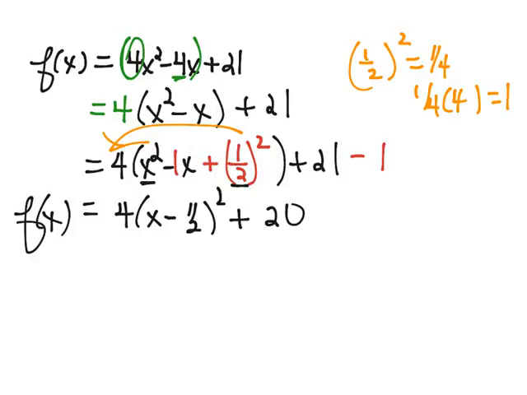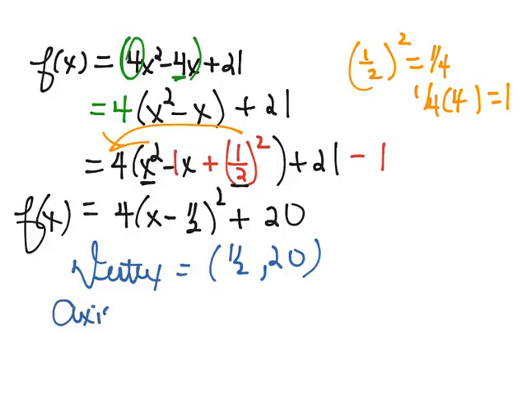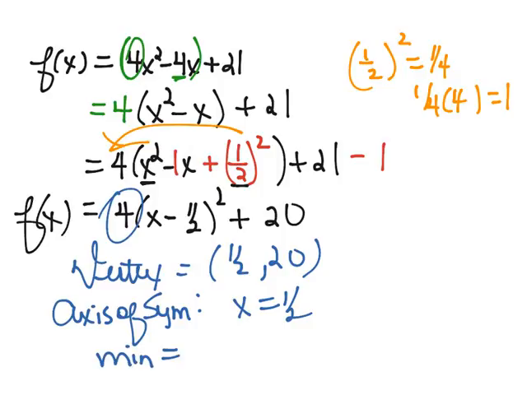That means that our vertex is going to be equal to (1/2, 20). Our axis of symmetry is going to be x equals 1/2. This parabola has a positive leading coefficient, so it's a parabola that's going to open upward. That means that it has a minimum value, and that minimum value is equal to 20.